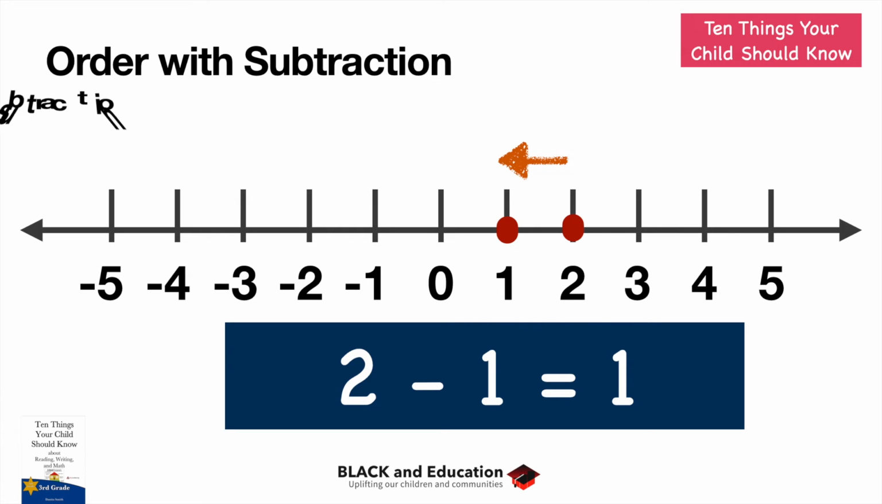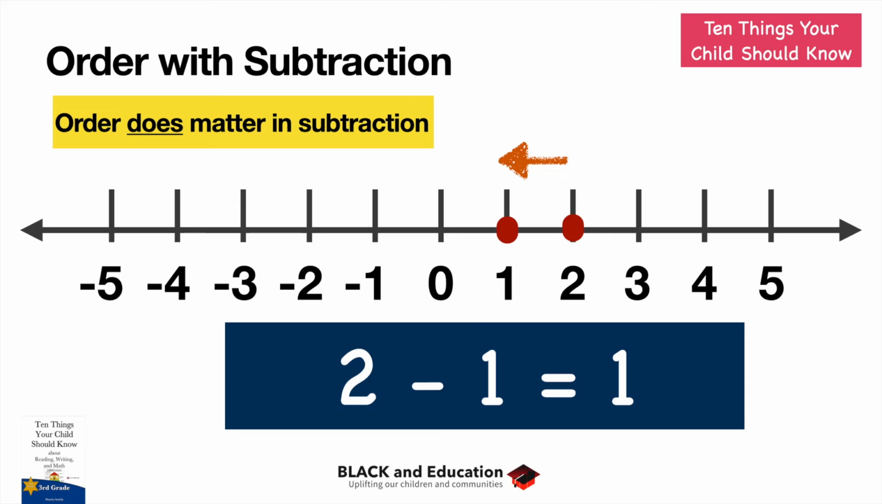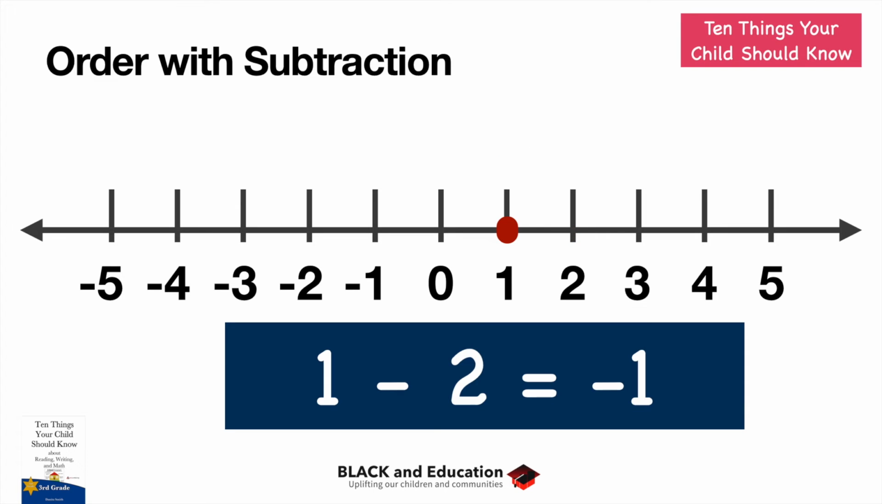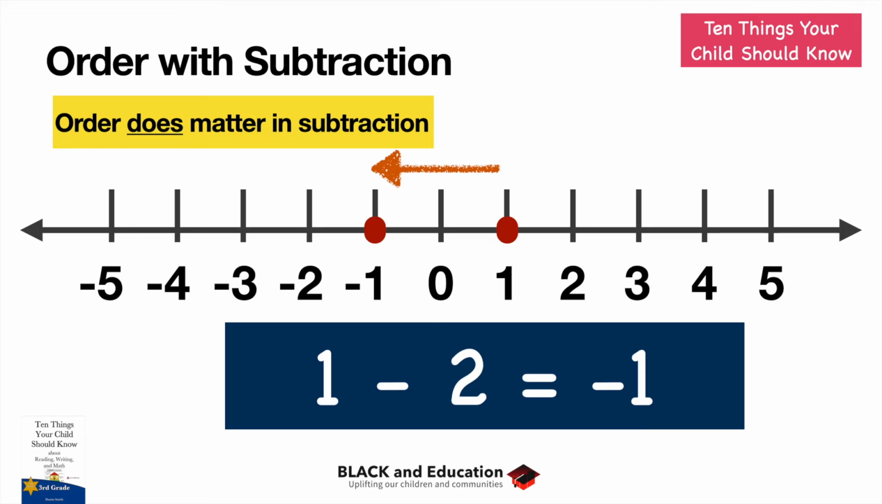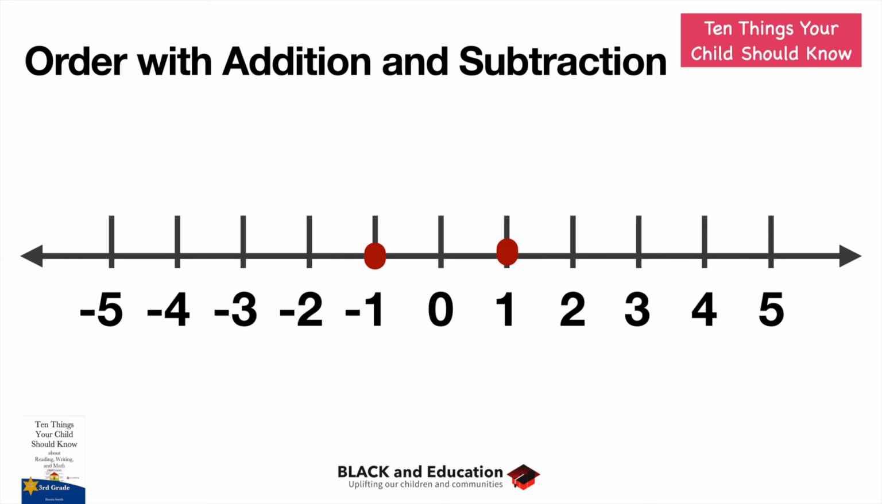Well, we're going to see that when it comes to order and subtraction, it does matter which way you do it. It does matter. So let's say instead of 2 minus 1, I had 1 minus 2. And I just switch the numbers around. 1 minus 2, well, I'll end up at a totally different place. I'll end up at negative 1 instead of 1. I'll end up at a different place on the number line. My answer will be different. So when it comes to subtraction, order does matter.